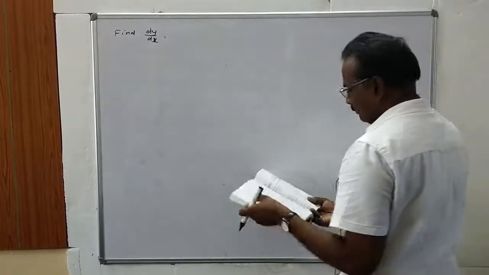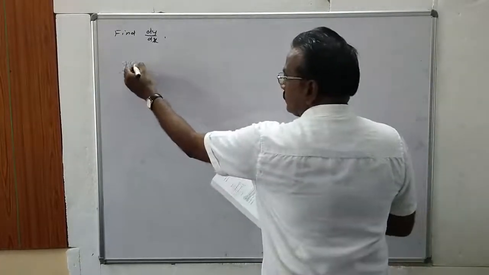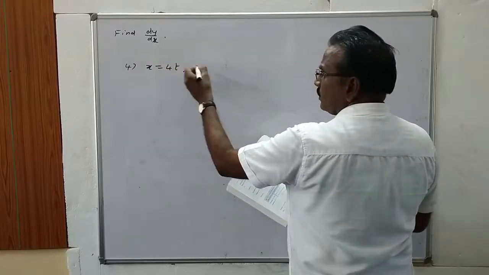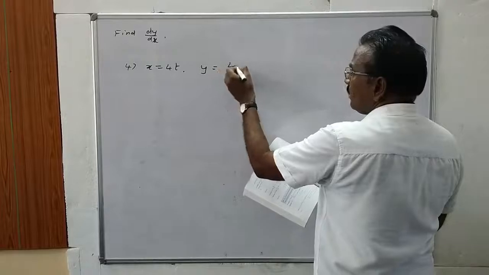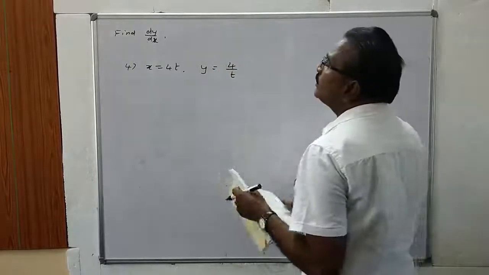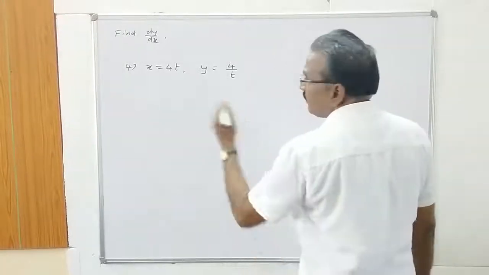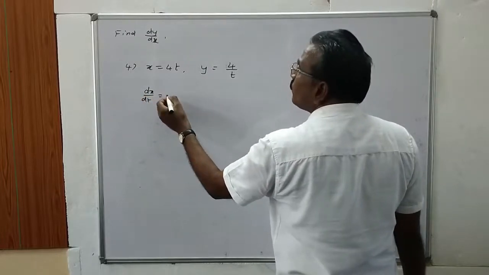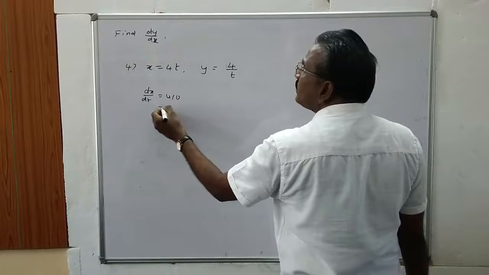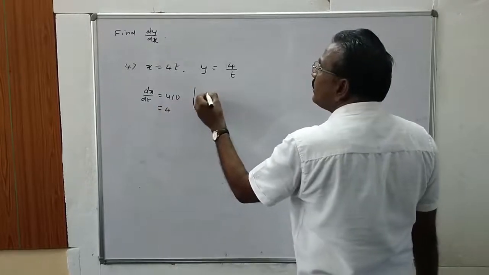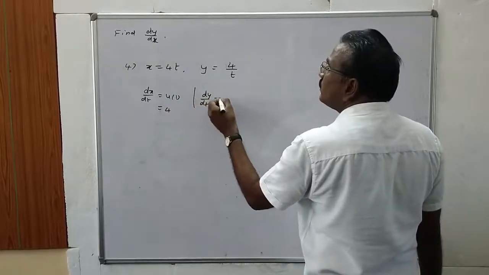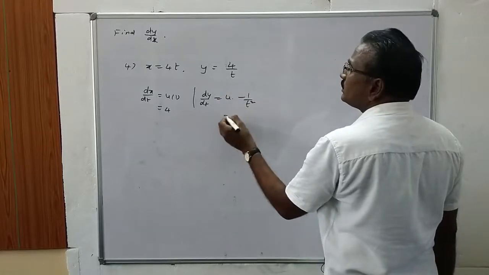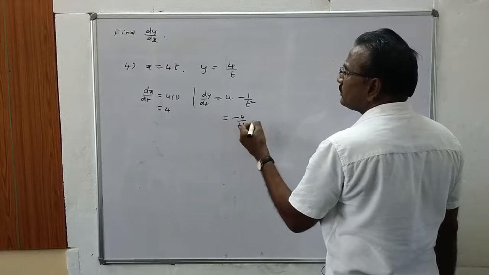Question number 4. X is equal to 4t. Y is equal to 4 by t. So find dx by dt and dy by dt. So dx by dt is 4 into derivative of t, which is 1, that is 4. dy by dt is 4 into derivative of 1 by t, which is minus 1 by t square. So that is minus 4 by t square.